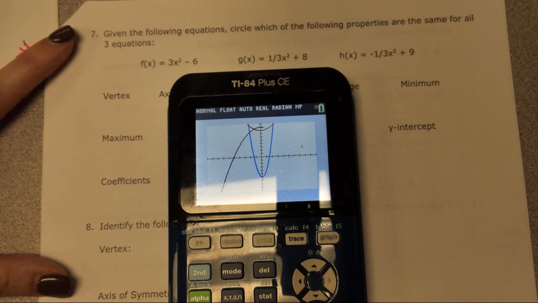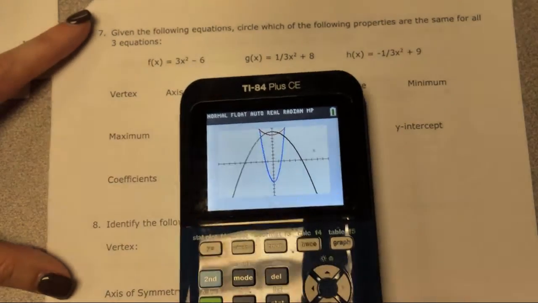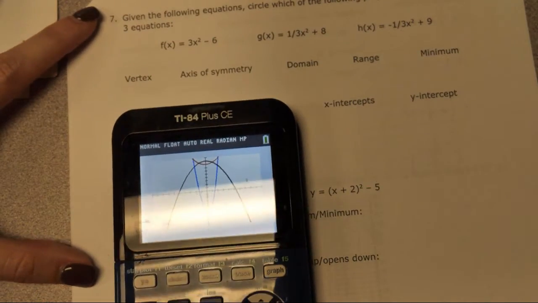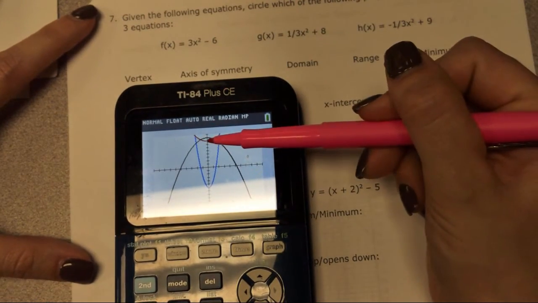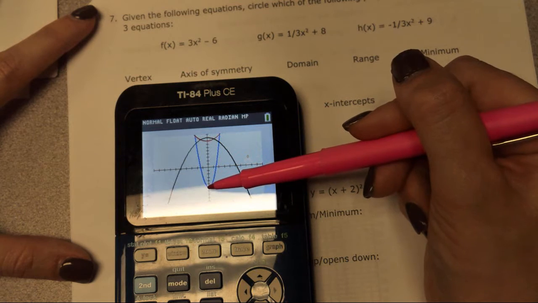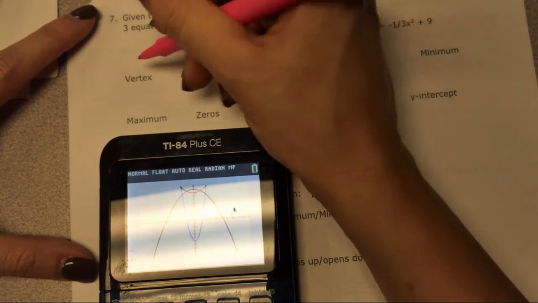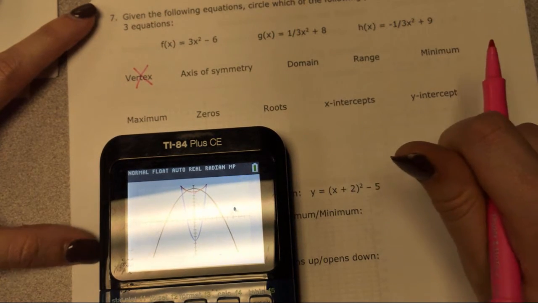Thank you. So they want us to circle which ones are the same for all 3 equations. The first part is looking at our vertex. You can see that here the vertex is at 0, it looks like 8. Here it's at 0, 9. And here it's at 0, negative 6. Those vertices are not in the same place, so these are not the same for all of our equations.